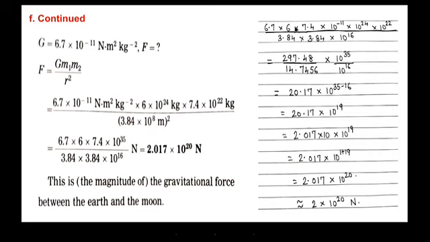When you multiply 6.7 × 6 × 7.4, we have 297.48, and upon 3.84 × 3.84, which gives us 14.7456, when you divide this you get 20.17, and again using the laws of indices we have 10^35 minus 16, which is 10^19. Now we shift one decimal point to the left, so we have × 10. So 2.017 × 10 × 10^19, that is 2.017 × 10^20. That is approximately 2 × 10^20 Newton.